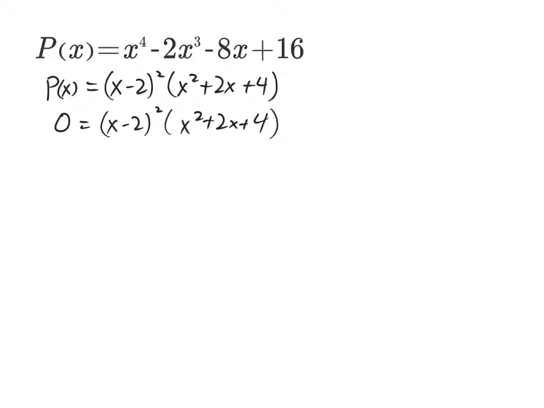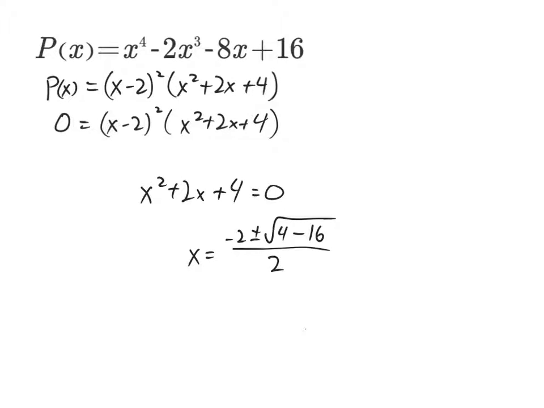So that means that either this needs to be 0, and we know that's going to be 2 with a multiplicity of 2. But the question is, does this have any zeros? So x squared plus 2x plus 4 equals 0. So what I'm going to do is go x equals negative b plus or minus the square root of b squared minus 4ac all over 2a. Now, if you notice right here, that's going to end up being negative, and we'll have the square root of a negative number, which means it's going to be imaginary.